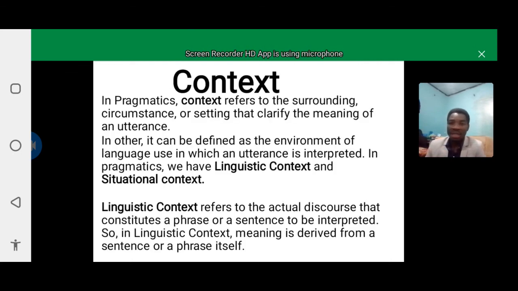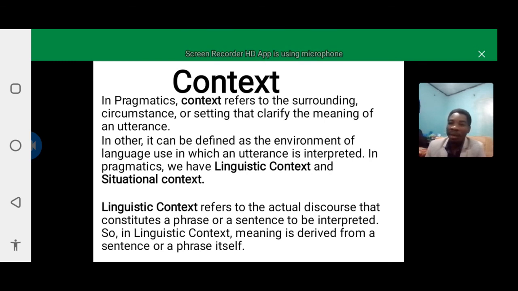I'm going to start with context. In pragmatics, context refers to the surroundings, circumstances, or setting that clarify the meaning of an utterance. In other words, it can be defined as the environment of language use in which an utterance is interpreted.